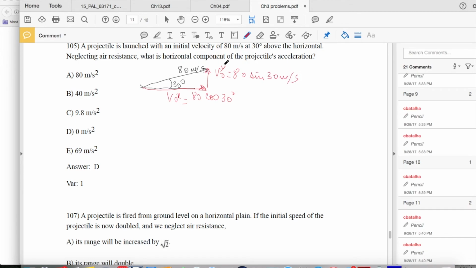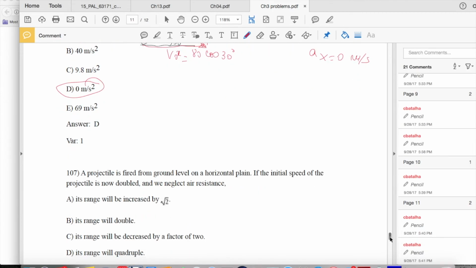What is the horizontal component of the projectile acceleration? So the vertical component is, we know, right? That's the vertical component, 9.8 meters per square second. But the horizontal component is none. There is no acceleration in there, right? It's kind of a tricky one, that one.